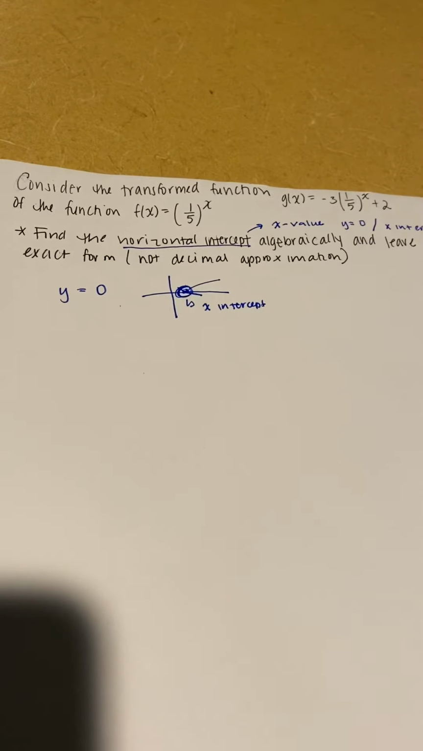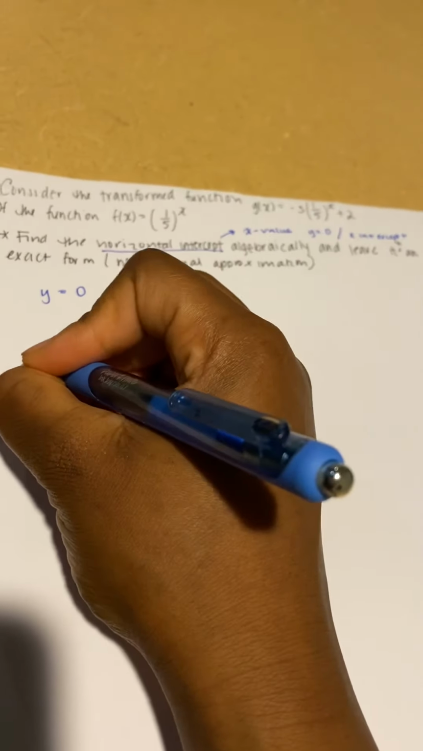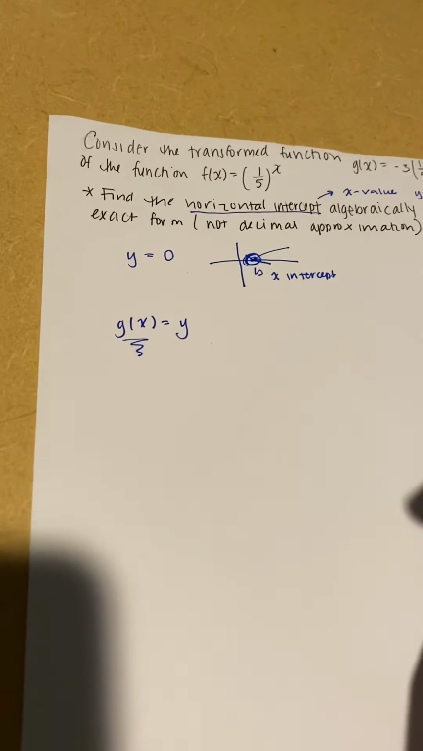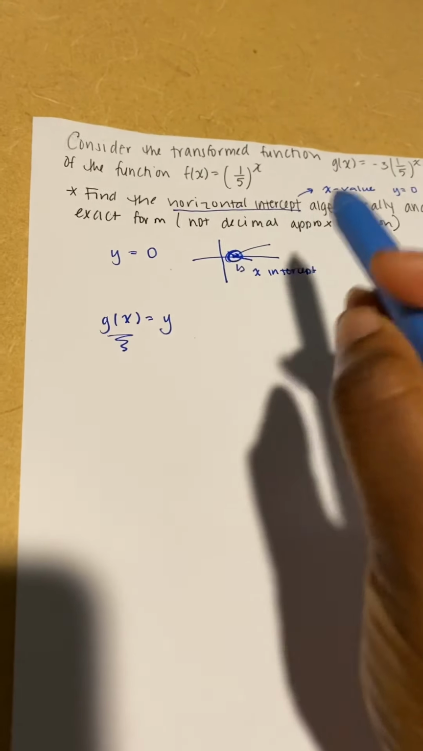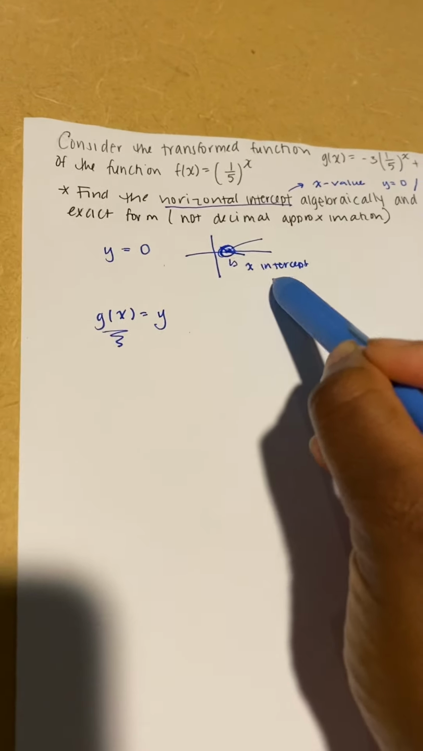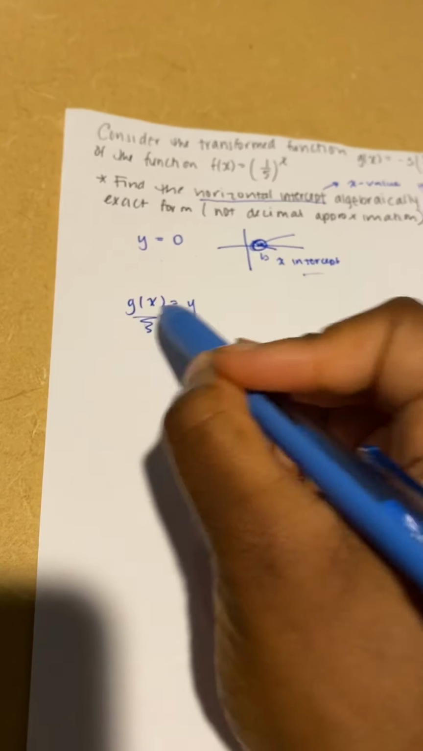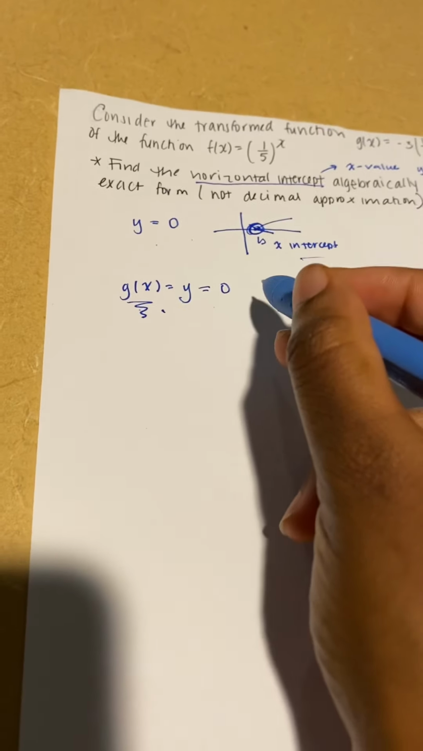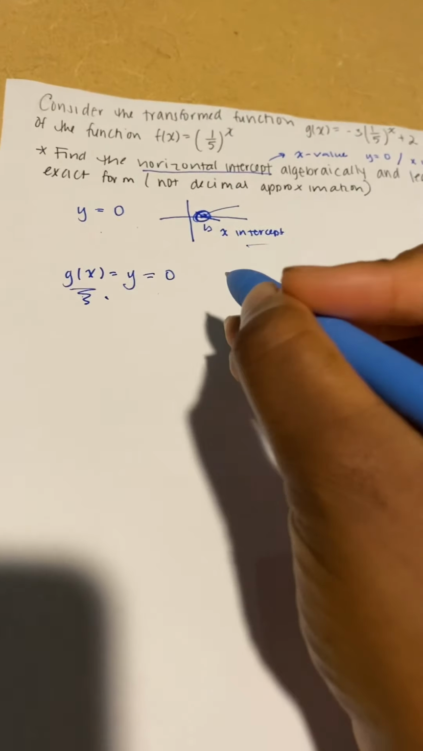So in order to do that, we're going to use our transformed function. And our g of x, the whole value of g of x, is the same as y. And remember, g of x is just another way of writing y. It's just a notation. Since in order for us to find our x-intercept, our y has to be 0, our g of x also equals 0. So now we can write out the steps when we plug in the 0 into our g of x.